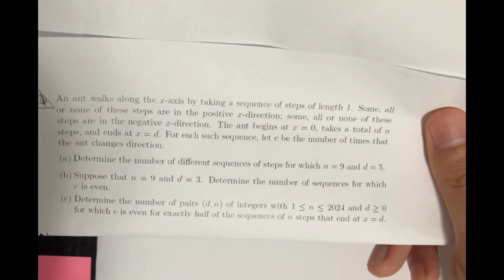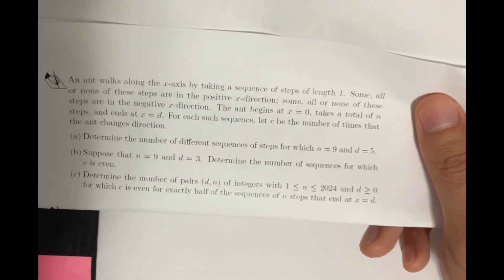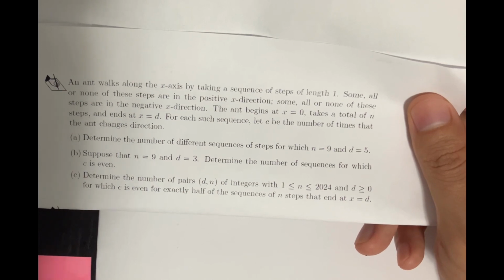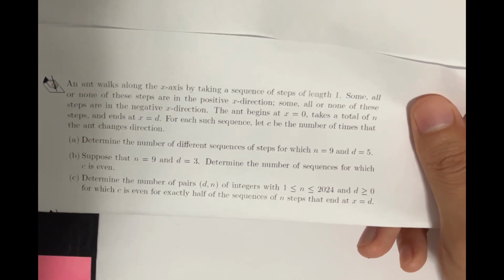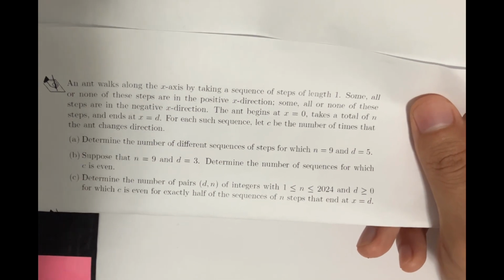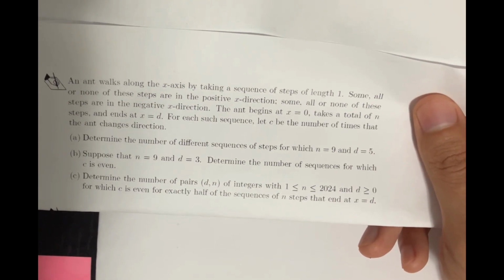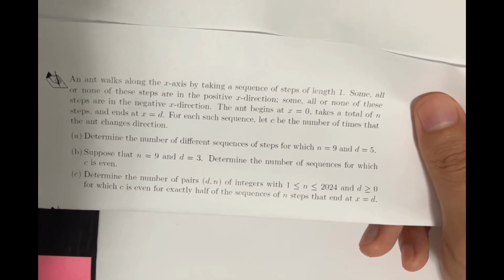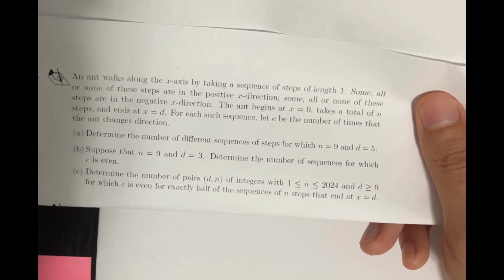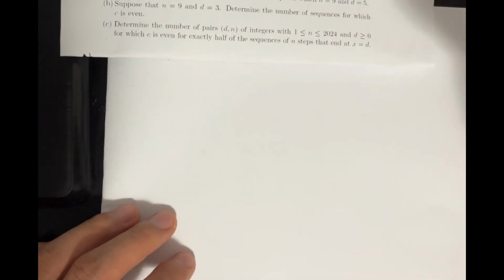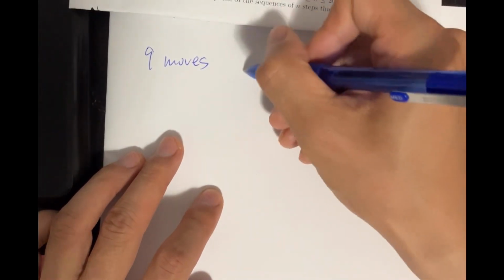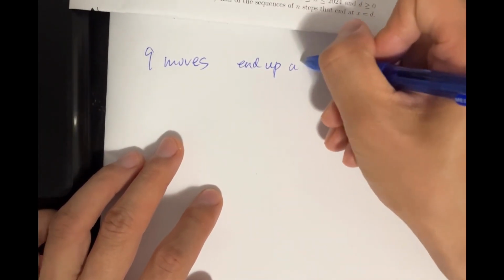All right. So let's start with subproblem A. It says to determine the number of different sequences of steps for which n is 9 and d is 5. As we said, we've got absolute freedom over whether to move to the left or to the right at every step, as long as we end up at the given location. In this case, it is 5. So we start with 0 and end up at 5. After 9 moves, we end up at number 5.